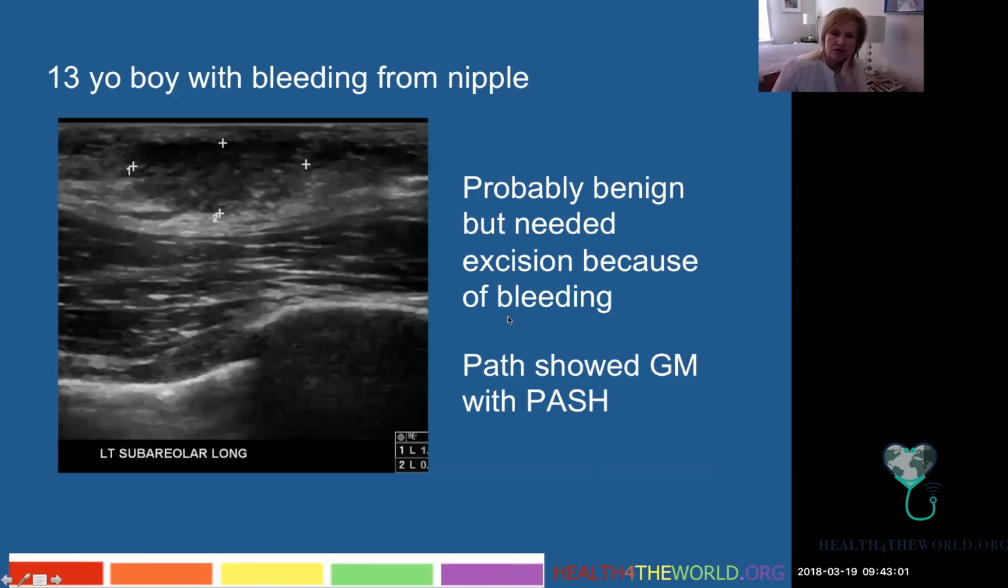And upon excision, they found that he had pseudoangiomatous stromal hyperplasia, or PASH, with a little bit of gynecomastoid changes that you might see in a pubertal boy. So a rare condition in a boy like this, but it happens.